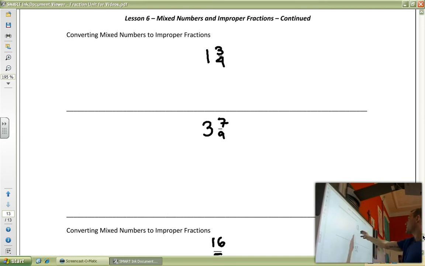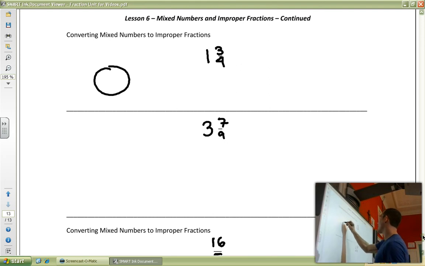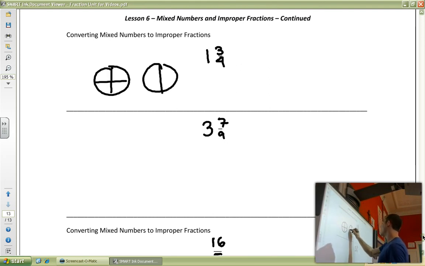I can draw this mixed number just like we did before. So I've got my 1 broken into 4 parts, my other one, and I'm going to have 1, 2, 3, 4, and I can only use 3 in this one because I don't have a whole one. 5, 6, 7. Okay, so that's easy. I've got 7 out of 4.